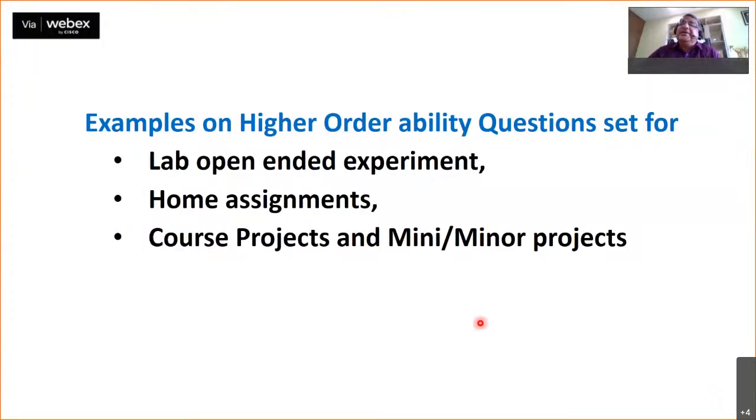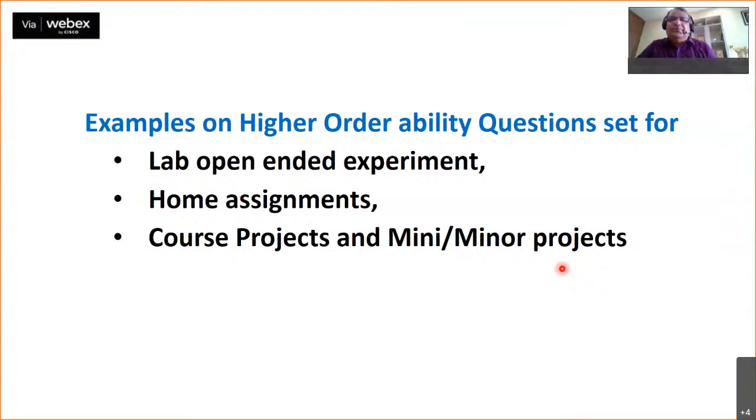Apart from that, if you can share some of the questions already, if you have prepared a lab open-ended experiment or a very good quality home assignment where the Bloom's taxonomy level is L4 or L5. And if you already have the practice in your institution of course projects and mini and minor projects, I'm telling you, if you already have the practice, okay, you cannot prepare it immediately today, tonight. If there are good questions, then share them with AICTE.